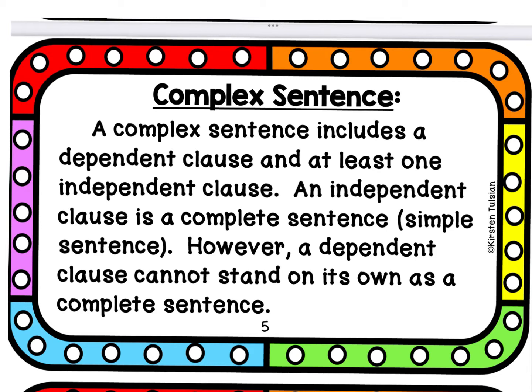An independent clause is a complete sentence or a simple sentence. However, a dependent clause cannot stand on its own as a complete sentence. It depends on that other independent clause to make a complete sentence.